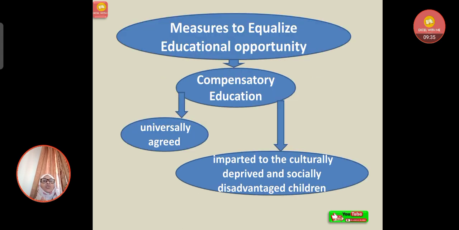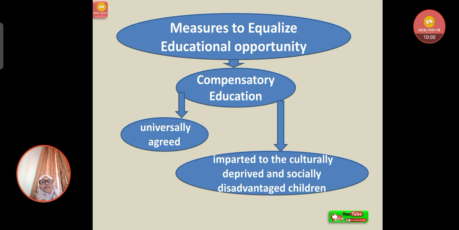Now measures to equalize educational opportunities. Compensatory education is universally agreed as a necessary condition for educational opportunity. That means this compensatory education is imparted to the culturally deprived and socially disadvantaged children.